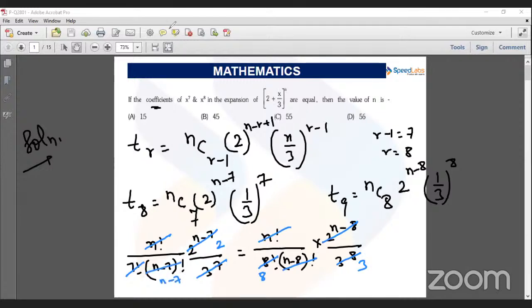So it will be basically 2 upon n minus 7 is equal to 1 by 24. So n minus 7 is 48, n is 55. Any questions? To the next one then.